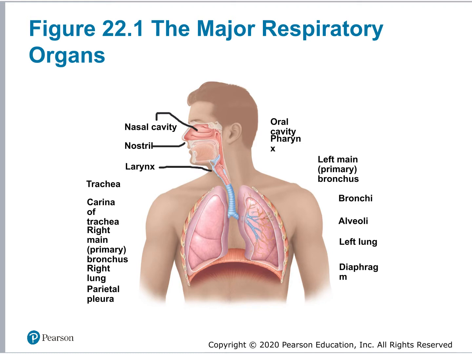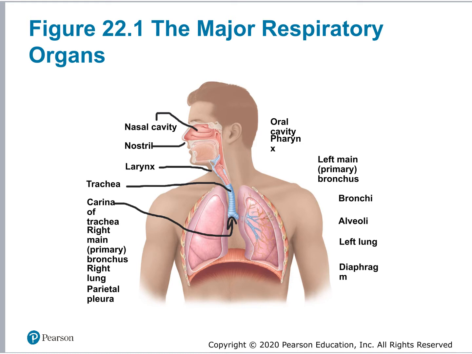The trachea is your windpipe. So it's below the larynx, and it's that tube right there. There's a place where the trachea splits into the bronchial tree, the primary bronchus, and that is called the carina. So that is right there.